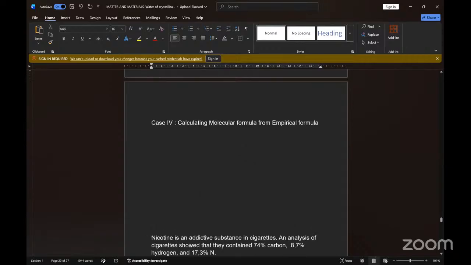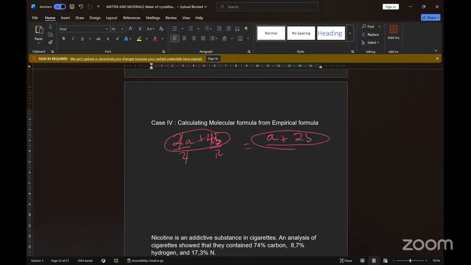Now we are going to look at another calculation, but this time you are calculating the molecular formula if you are given the empirical formula. Remember when I started, I gave you this example. I said, if you're given 2a plus 4b, and they say simplify this, you divide through by 2 and 2. Then your answer becomes a plus 2b, okay? So whereas this can be seen as the molecular formula, if we simplify it, we get this, and this becomes the empirical formula.